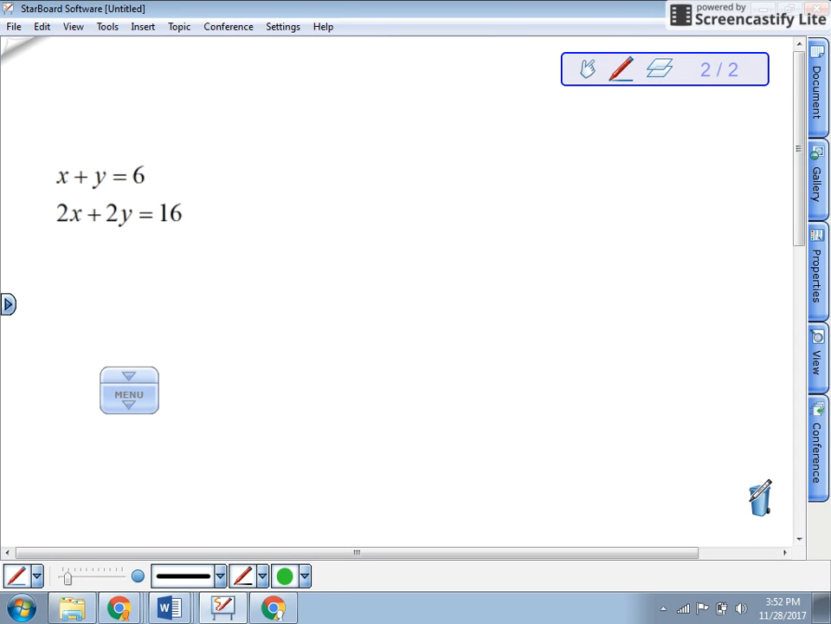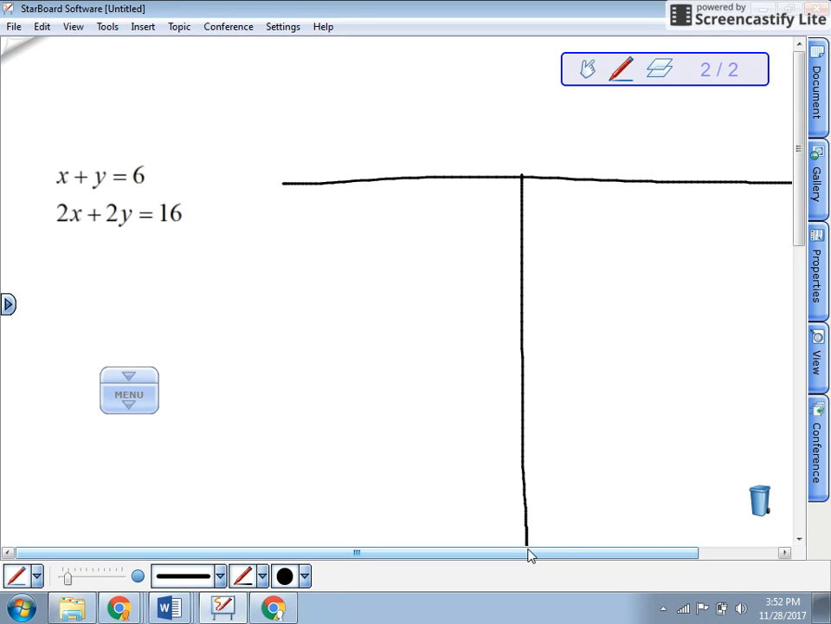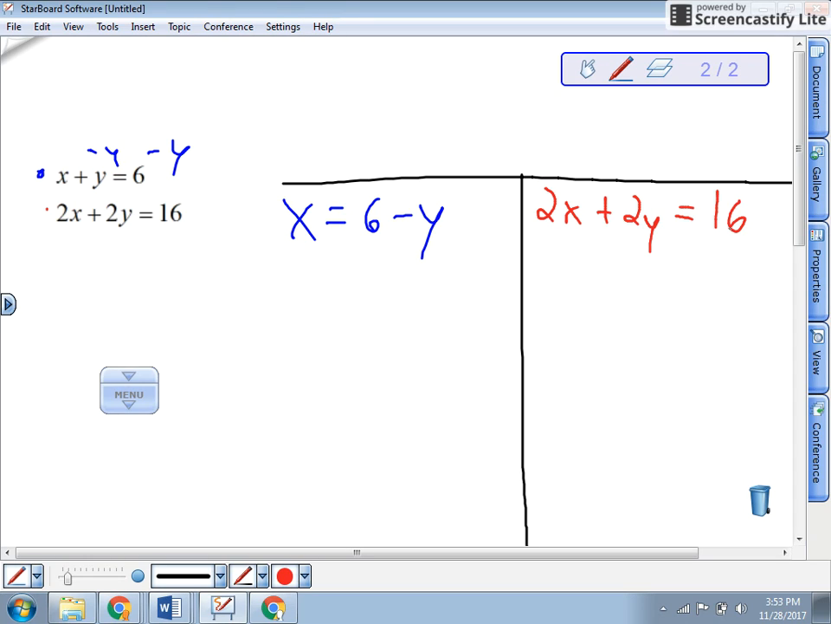Let's take a look at one more. First thing we do is, again, make that T-chart. Now again, neither equation is solved for an x or y, but I can see this one right here. I could just subtract y to the other side, and I could have x by itself. So I'm going to have x equals 6 minus y. And then on the other side, I'll write my other equation, 2x plus 2y equals 16. Again, we know what x is, so whenever I see an x, I'm going to plug in that value. So 2 times x, and x we said was 6 minus y.